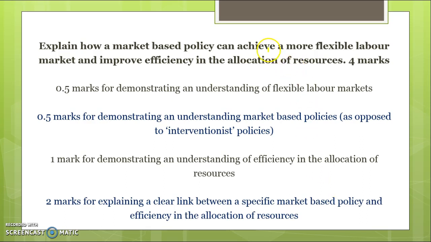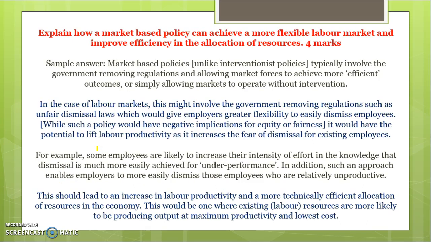Explain how a market-based policy can achieve a more flexible labour market and improve efficiency in the allocation of resources. Okay, so a flexible labour market means people can move between jobs, and a market-based policy means the government's not intervening in the market anymore. Explain how it can improve efficiency and make a link between the two things. A market-based policy, unlike interventionist policies, involves removing government regulations and allowing market forces to achieve efficiency without government intervention. An example would be in labour markets, removing regulations such as unfair dismissal laws would give employers more flexibility to dismiss people that are no good at their job.